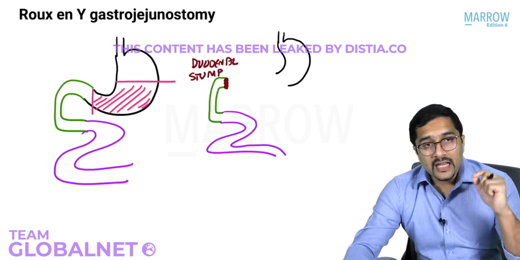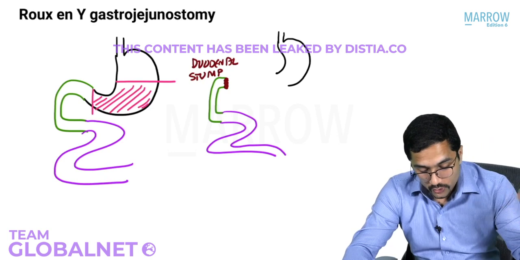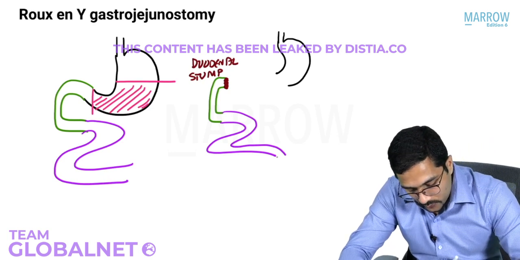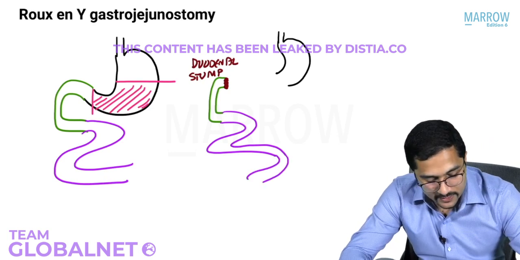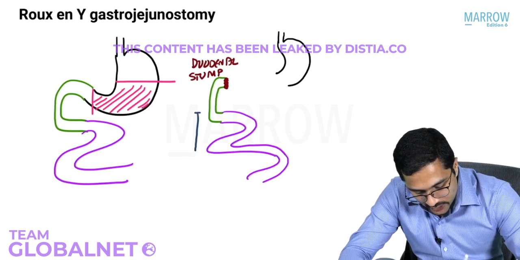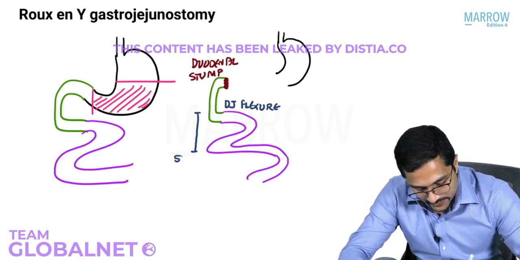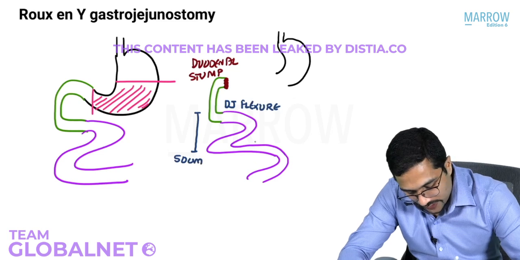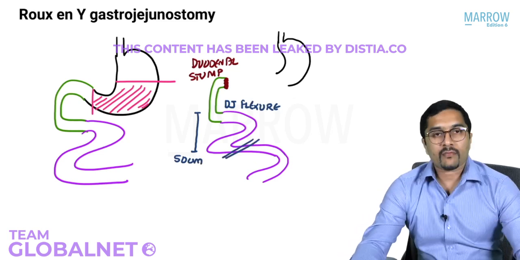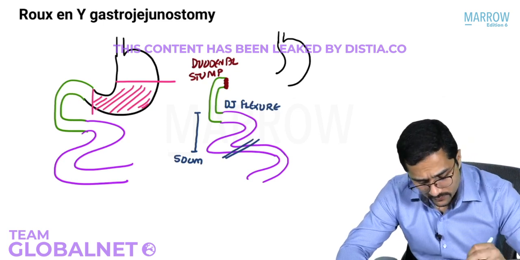Okay. Now, how is Roux-en-Y different from Polya, which I've just told you? So here, what am I going to do? Here, 50 centimeters from the DJ flexure, the duodenojejunal flexure, I'm going to cut the jejunum.